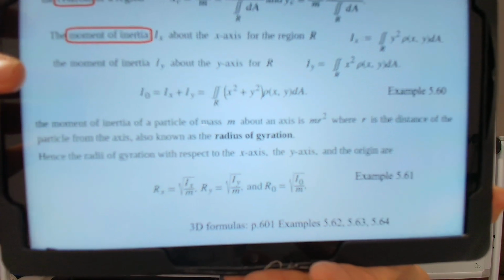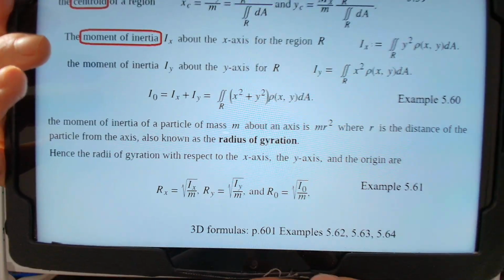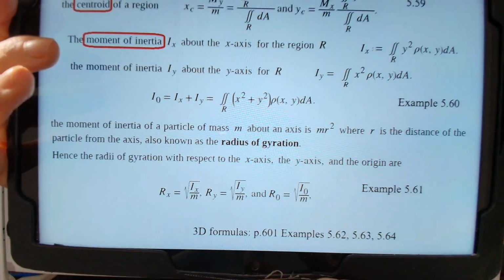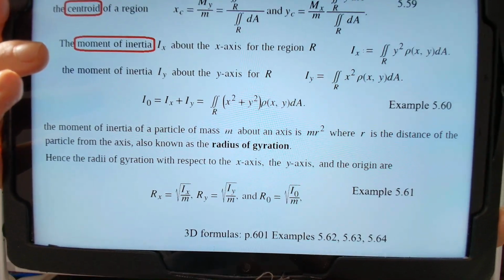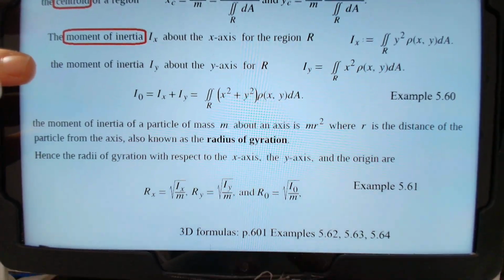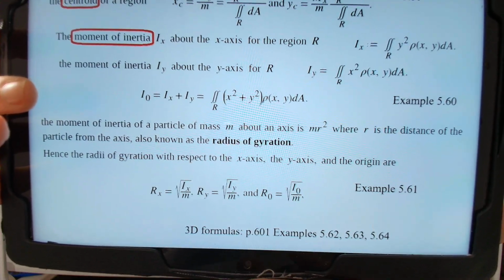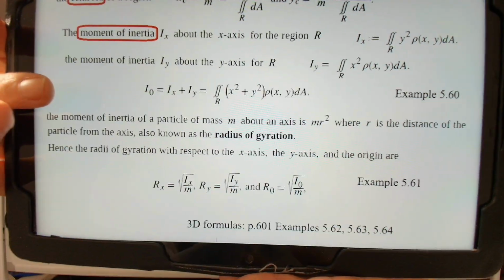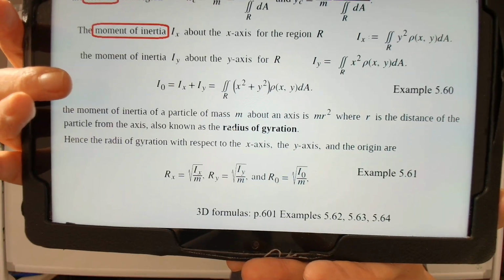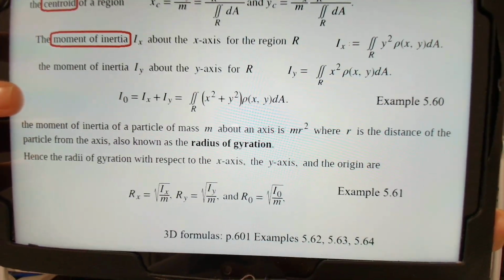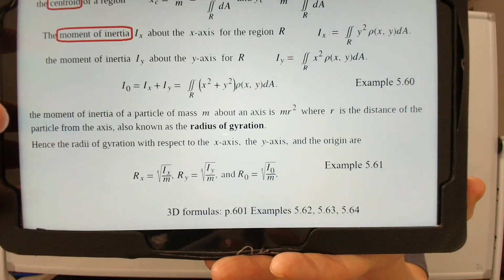So let's keep going. So the moment of inertia is you stick the square of the distance in it. And for Ix, you stick y squared, and for the Iy, you stick an x squared. And then I0 is when you add Ix and Iy. Is that 0 or O? Who gives a rip? So for that, please do example 5.60.